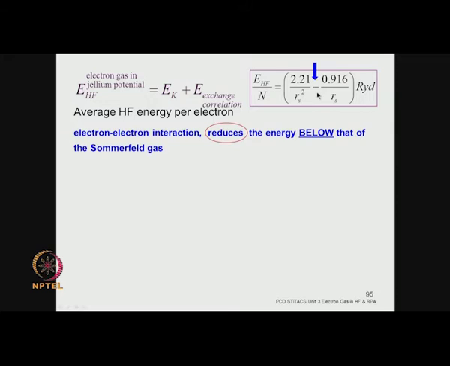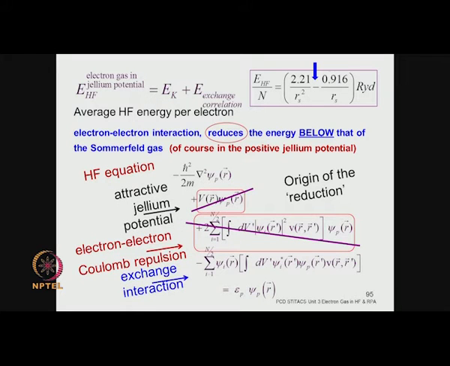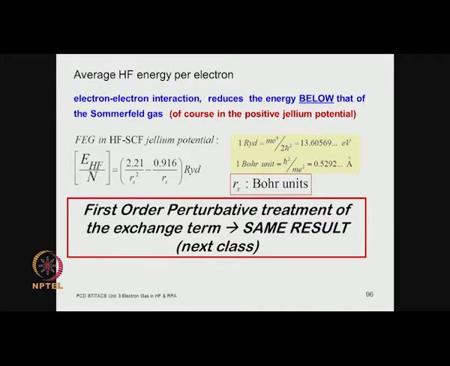Now that of course should not surprise you, because the origin of the reduction comes from the fact that there is a positive Jellium. And if you remember how we arrived at the Hartree-Fock self-consistent field relation, the attractive Jellium potential, this term, cancelled the electron-electron Coulomb repulsion, and the only thing that was left is the exchange correlation term, which gives you this lowering of the energy. So that is the origin of this reduction term. So there is nothing very mysterious about it. So this is the result that we get for the Hartree-Fock self-consistent field free electron gas.